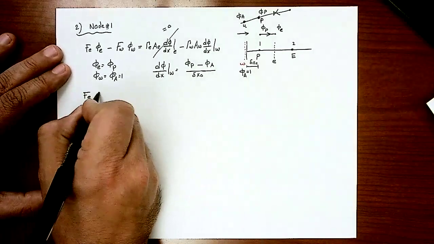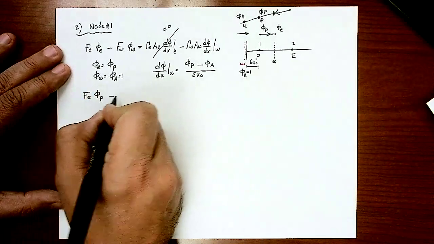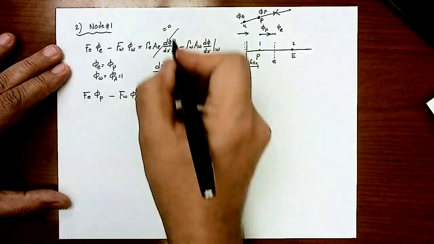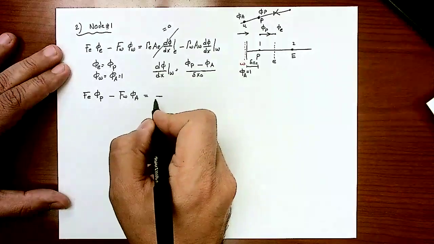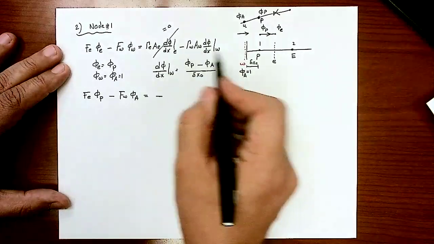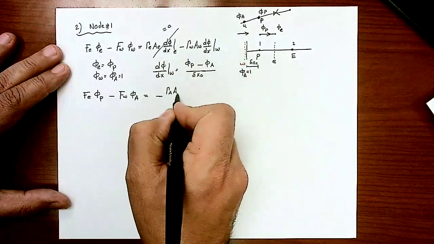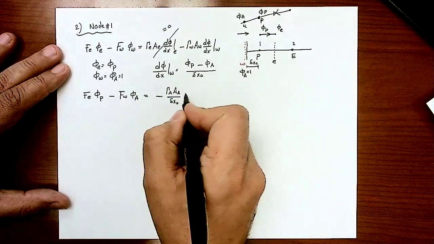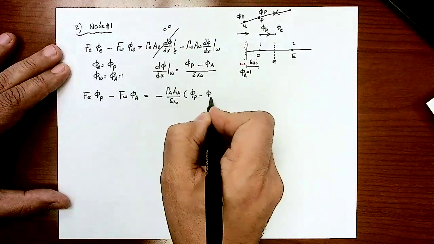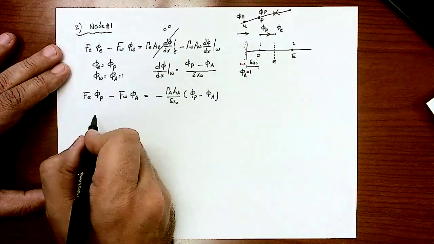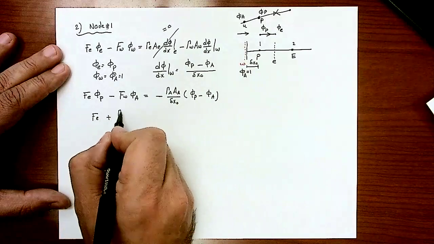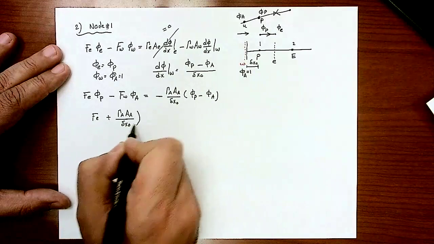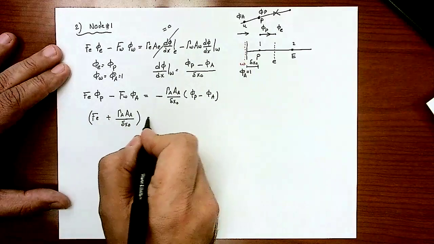I have F east phi P minus F west phi A equal to, this is gone, there is minus, I will call that kappa A, A A, just to stick to the face A here, divided by delta X node, multiplied by phi P minus phi A. Now I'm going to collect the terms. I will have F E plus kappa A, A A, it's neither east nor west, divided by delta X node. This is totally multiplied by phi P.